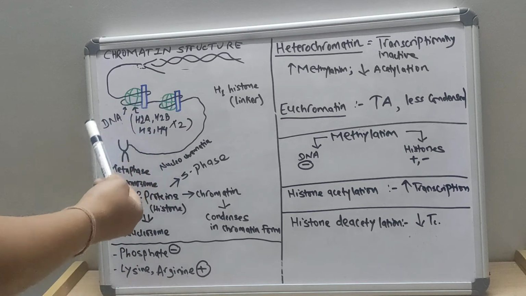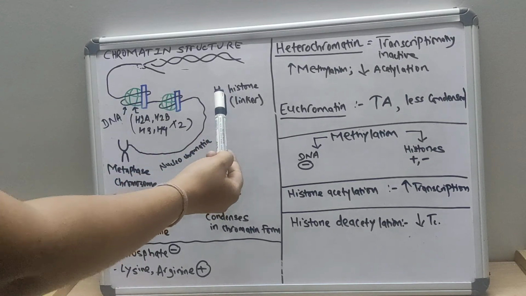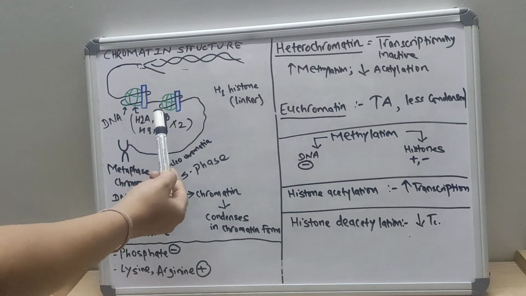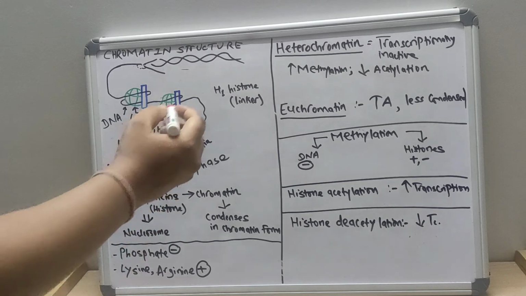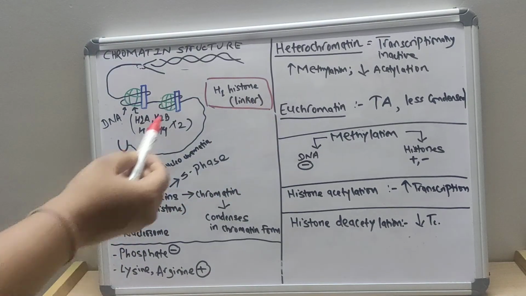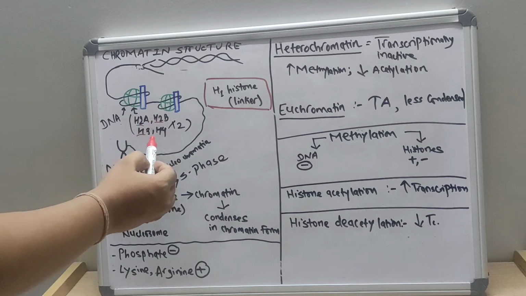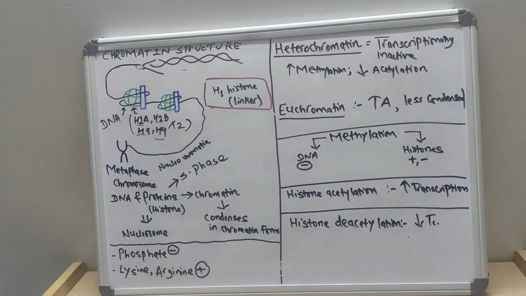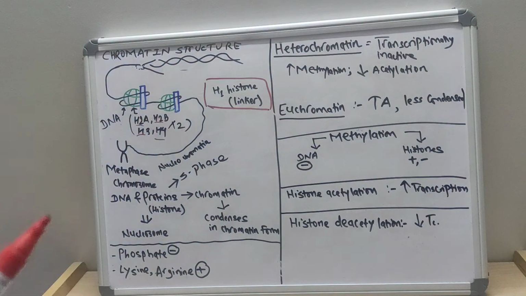Histone proteins are also present. There are H1, H2A, H2B, H3 and H4 histone proteins. H1 is a linker protein, and H2A, H2B, H3 and H4 are present in an octamer form, where the DNA loops twice around it.